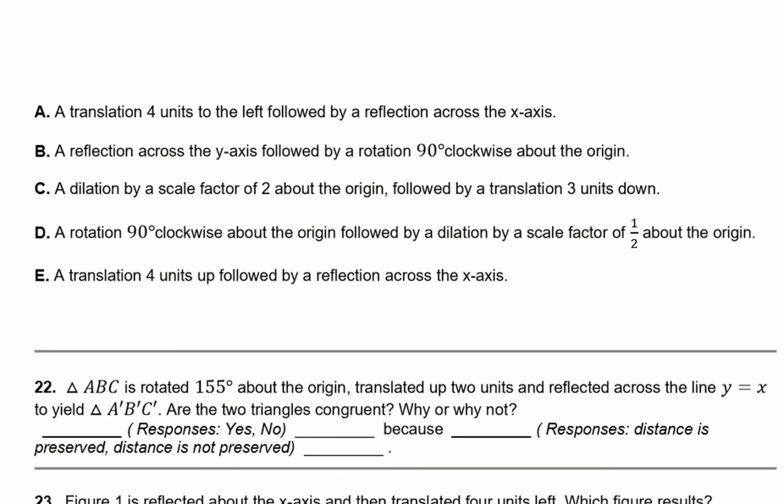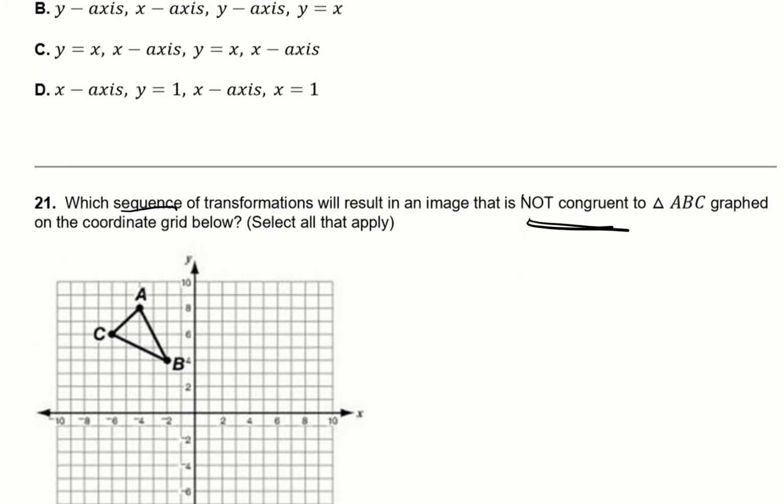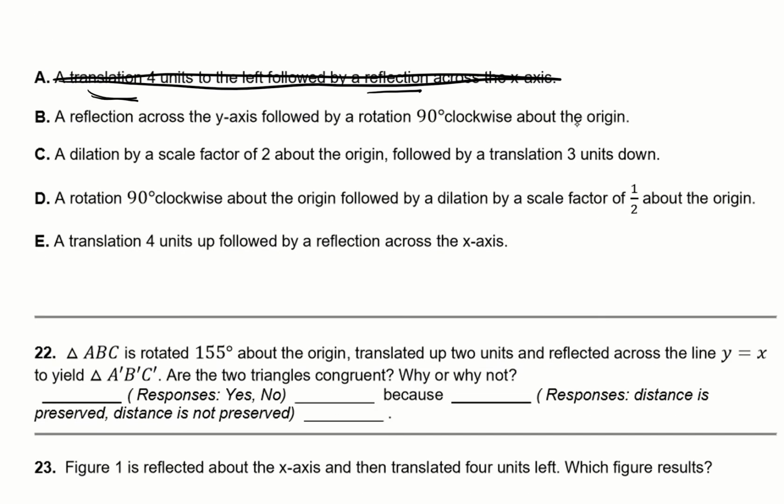So for example, a translation does not change the shape of the figure, and so that's a congruence transformation. So is a reflection. A reflection does not change the shape of the image. It doesn't change the length measures or the angle measures. So it's not going to be this one because it's going to lead to a figure that is congruent, and we are looking for something that is not congruent. B, a reflection across the y-axis. Again, a reflection indicates that it's going to be congruent, and so is a rotation.